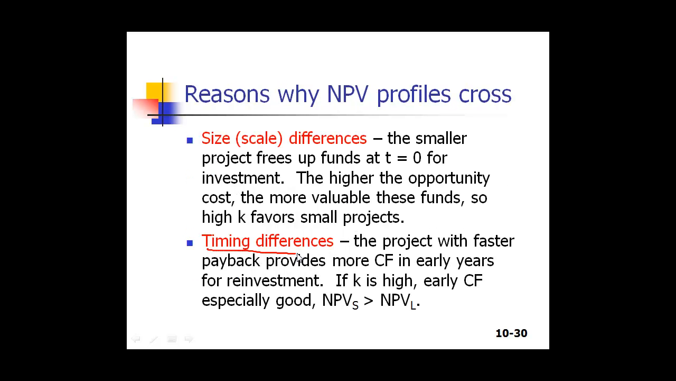Why do we have a crossover? We've talked about timing differences. Projects with faster payback provide more cash flow in early years for reinvestment. So the point is this: if interest rates are high, then you prefer projects which give you your money back faster, because that money can then be reinvested. If interest rates are low, then it's not such a big advantage to get your money back faster.